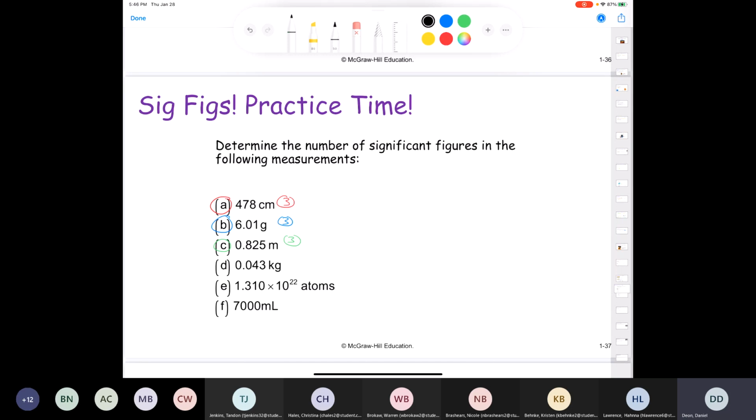In D, I'll do D for you. D has 2 significant figures because all leading zeros are insignificant. Let's try E. Can anybody tell me how many are in E? Yeah, there's 4, because the trailing 0 after a decimal place is significant. So I have 4 significant figures here in my mantissa. I don't worry about this part when I'm determining the number of sig figs. And here's the last one.